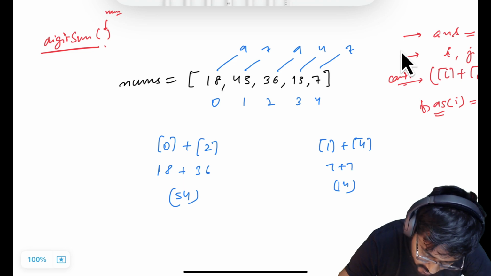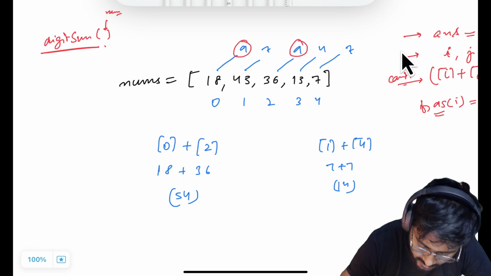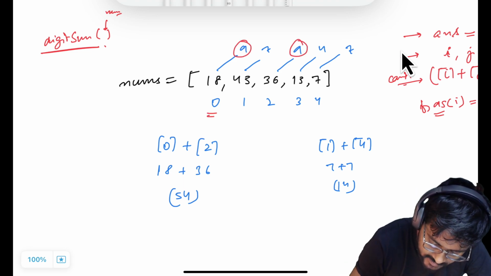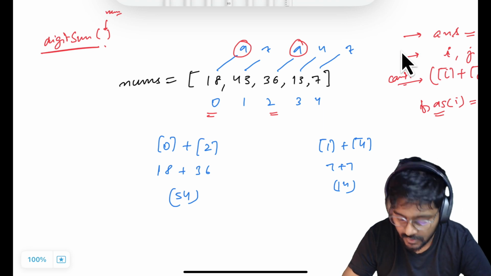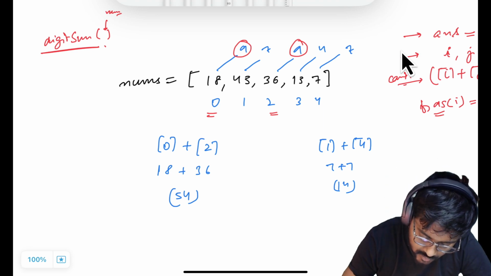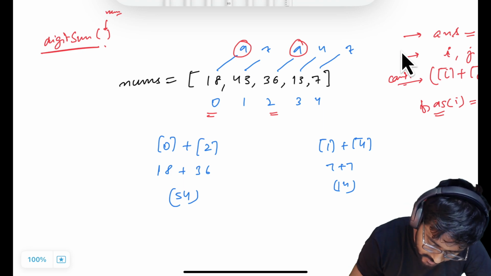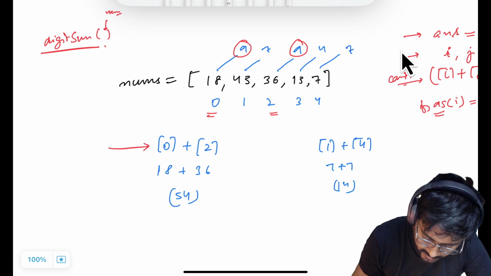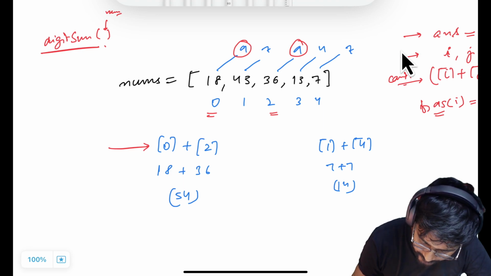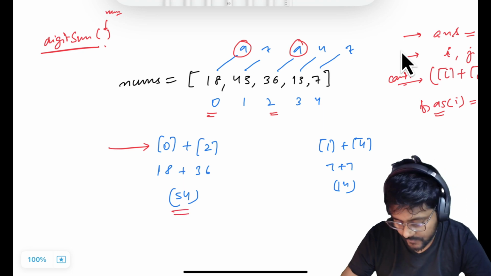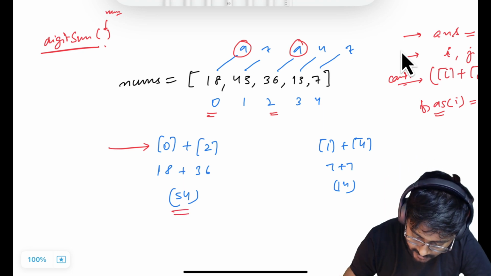If I just have a look, this 9 is equal to 9. It means index 0 and index 2 are going to give me the same digit sum. If the digit sum at index 0 and index 2 are same, then check for the candidate. This is the candidate. Value at 0, value at 2, that is 18 plus 36, which is 54. So 54 is my one candidate.